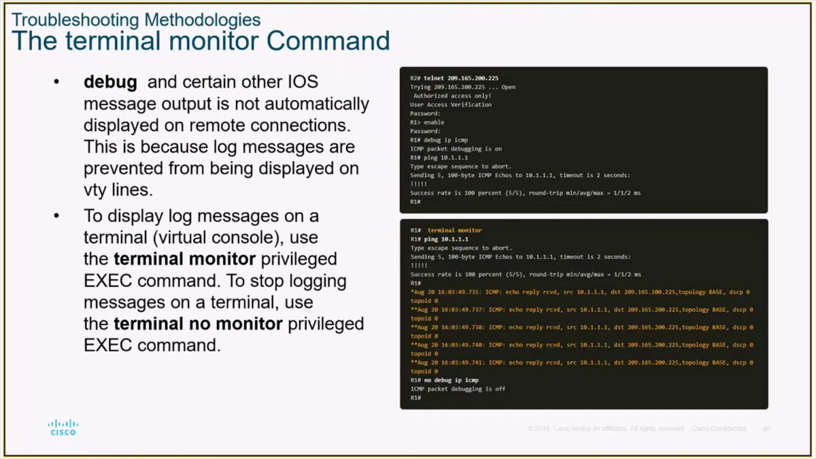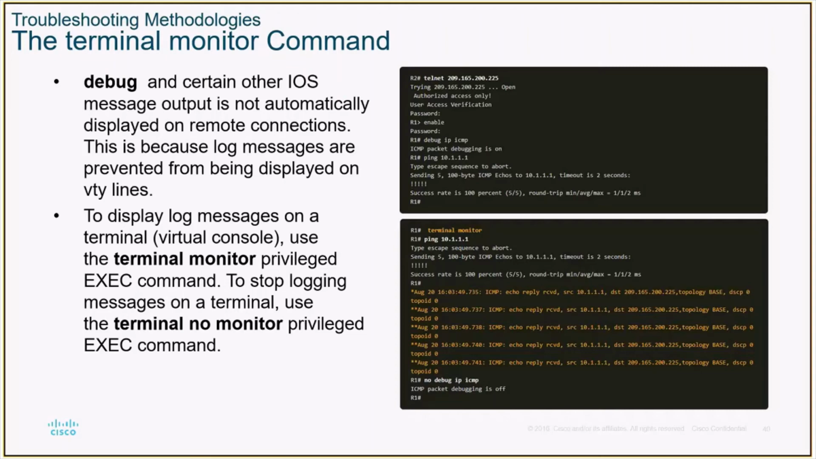Now, debug and certain other IOS messages output is not automatically displayed on remote connections. This is because log messages are prevented from being displayed on VTY lines. To display those messages, use the terminal monitor privileged exec command, using the terminal no monitor command to turn it off.